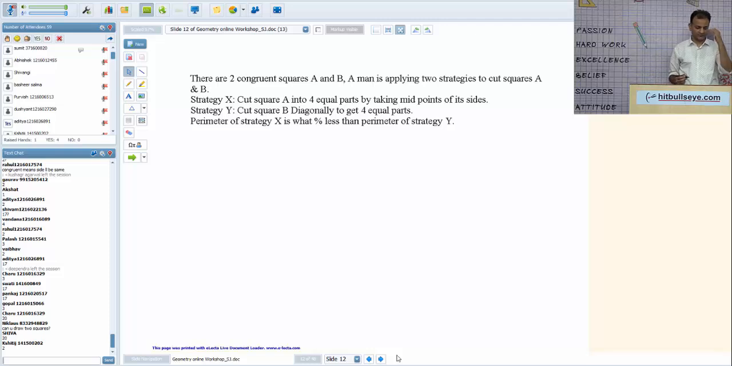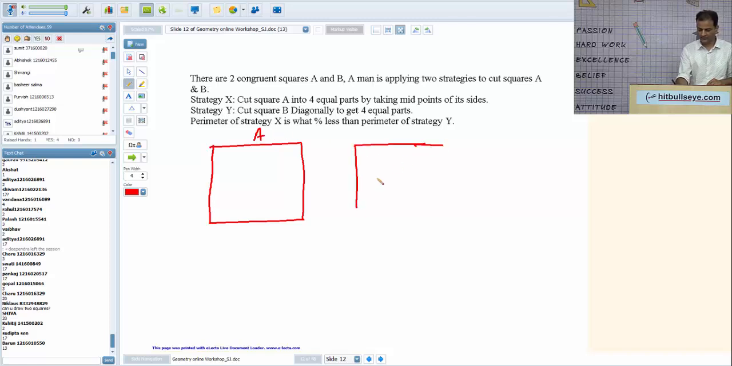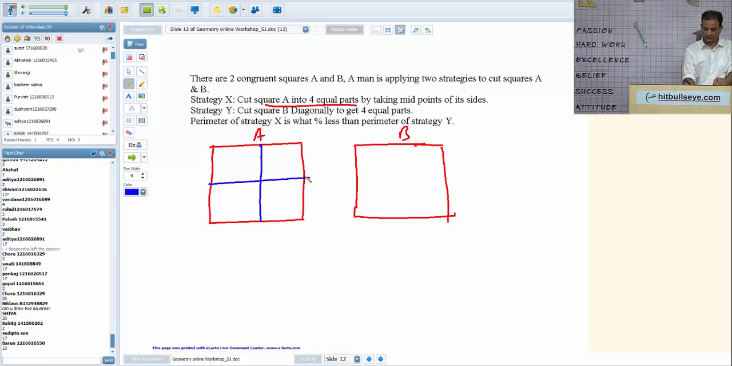Congruent squares. Now if I take this as square A and this is square B, congruent squares are equal in all respects. So what does strategy X say, friends? Strategy X says cut square A into 4 equal parts by taking the midpoint. If I take the midpoint here, that means these 4 pieces will be there.